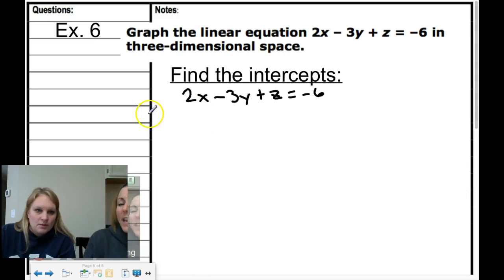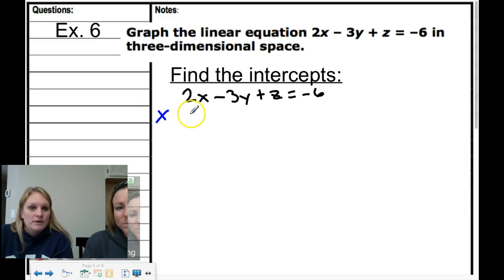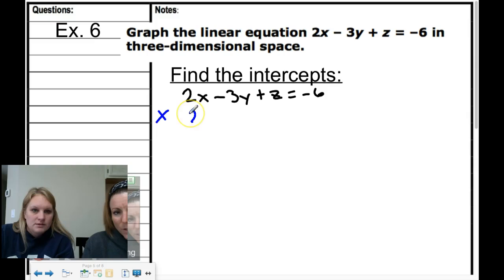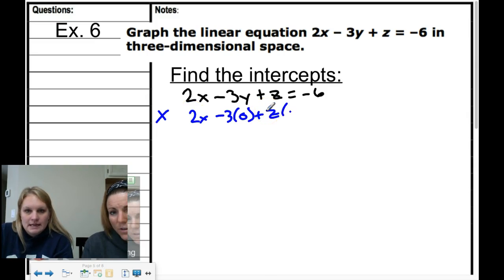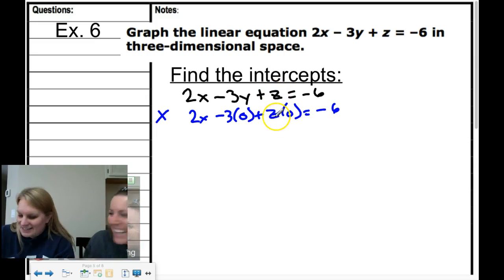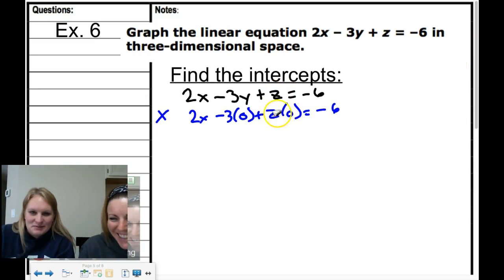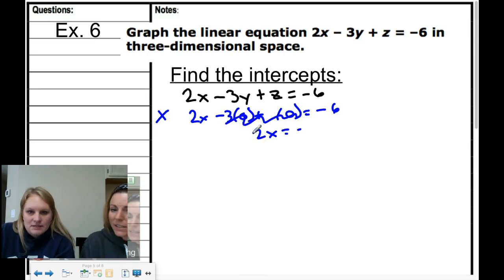All right. So let's find the X-intercept first. We set everything else equal to 0 but X. So 2x minus 3 times 0 plus Z equals negative 6. Hold on. Pause. Not Z times 0. It's just Z, which is 0. I was going too fast. That's okay. So it's just 0 because we're plugging in 0 for Z. All right. So you get really just that 2x. All the rest goes away. You just get 2x equals negative 6. And you divide both sides by 2. And you get x is equal to negative 3.